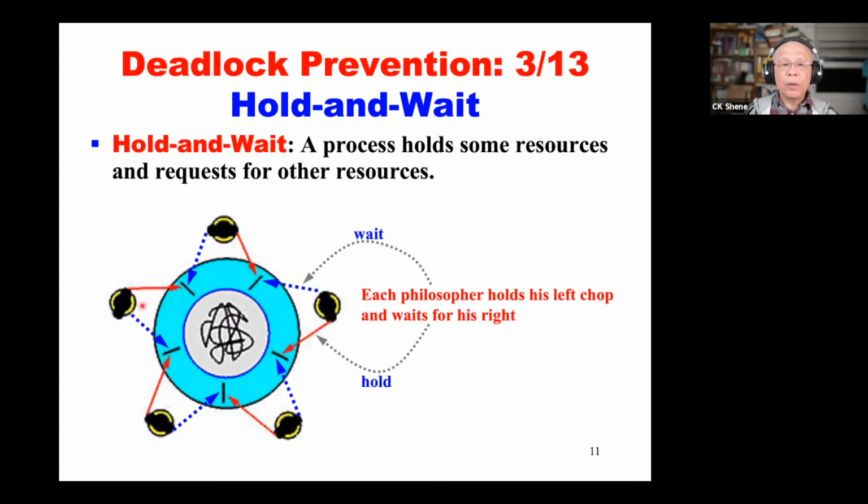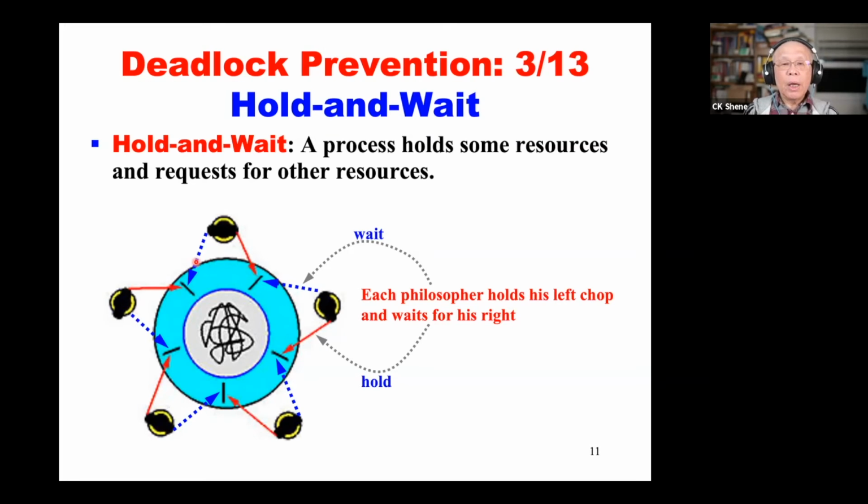Each philosopher gets his left chopstick, the red arrow. And because every philosopher gets his left, all 5 chopsticks are taken. When these philosophers want to use his right chopstick, it is taken by his right neighbor. Therefore, every philosopher holds something and waits for something else. This is the hold and wait condition.